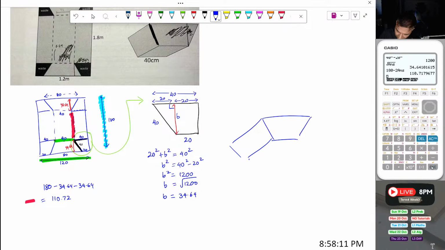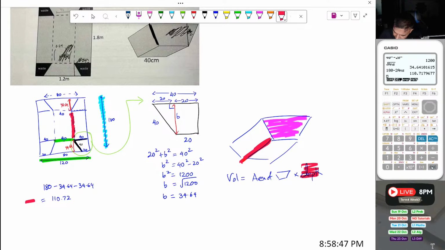So if I go back to my shape, this shape here, I need to find the area of the trapezium. I'm going to find the area of the trapezium and multiply it with the length, but the length is the red highlighted part. So the volume of this is going to be the area of the trapezium multiplied by, I don't know what I call it, depth or something like that. That's the red part there.